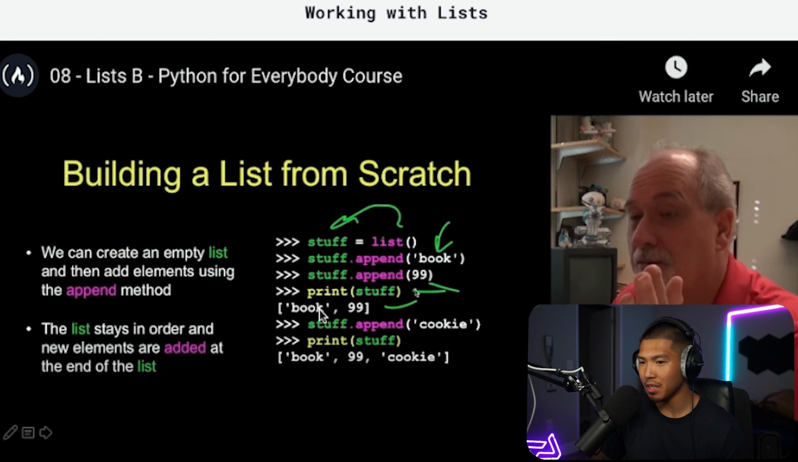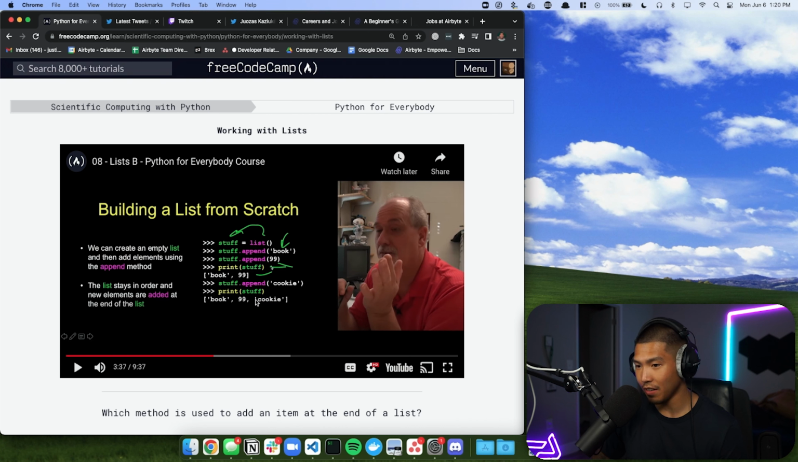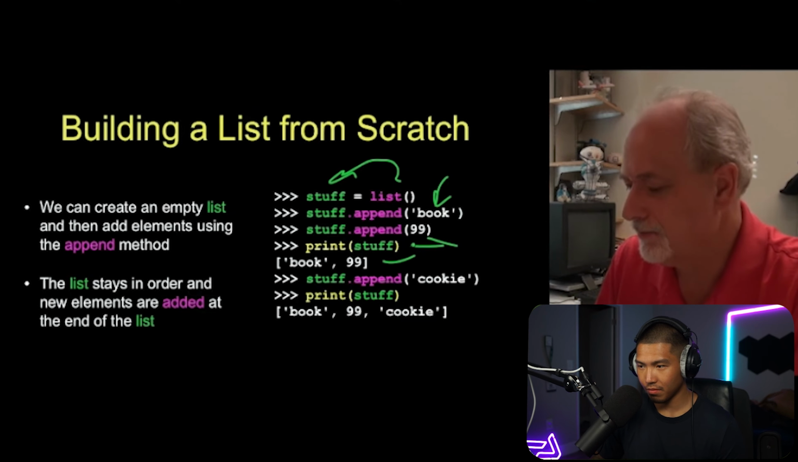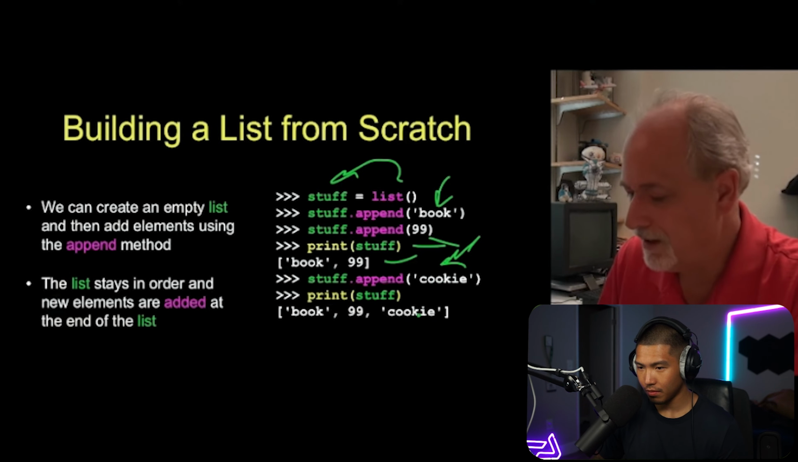Doesn't matter, it technically is the beginning and end of the list. And then we appended a 99, so that's going to go to the end. And then at the bottom, we appended cookie, a string of cookie, and that goes behind 99 at the end of the list. So there are different types of values in the various positions in the list. It doesn't always have to be that way. You can keep on going, and then we end up with three things.